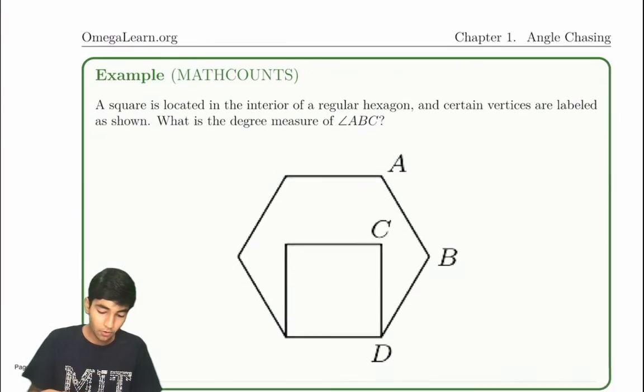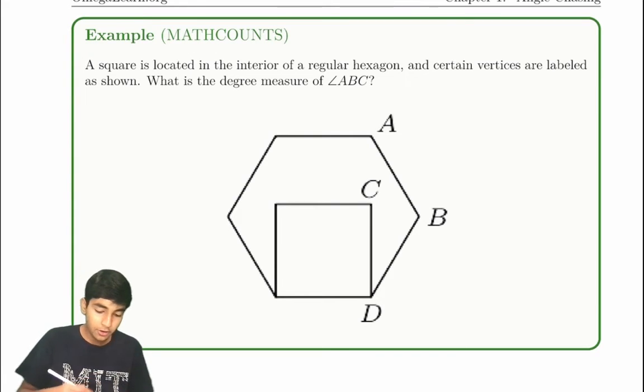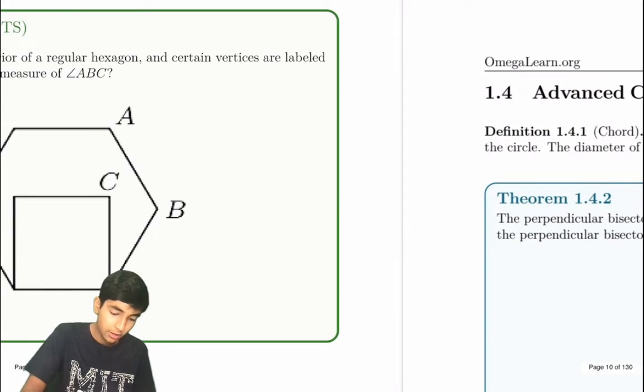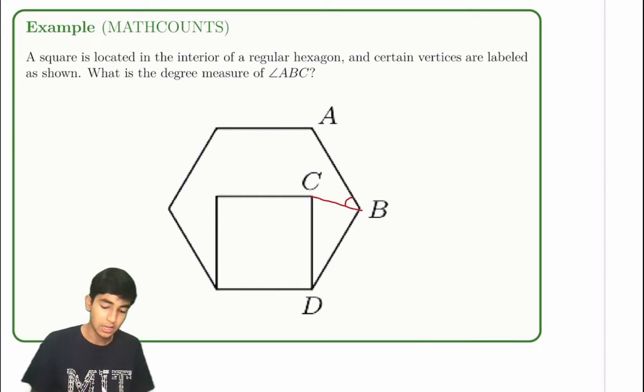Okay, but now we're going to move on to this interesting MATHCOUNTS problem. A square is located in the interior of a regular hexagon, and certain vertices are labeled as shown. What is the measure of angle ABC? So it's not even drawn in for us, so let's do that real quick. ABC, just like that.